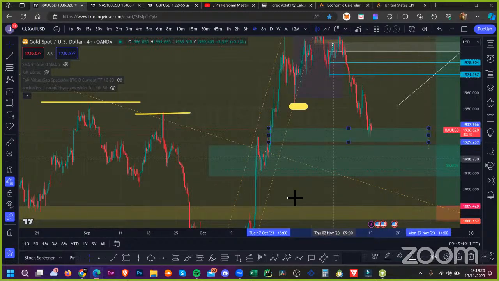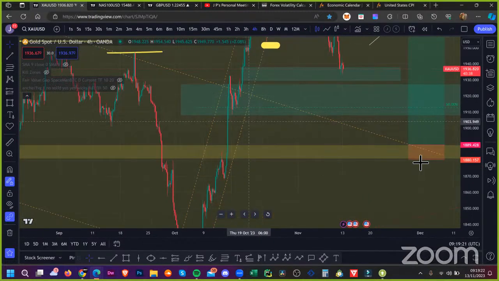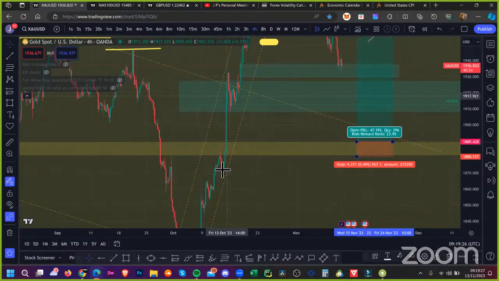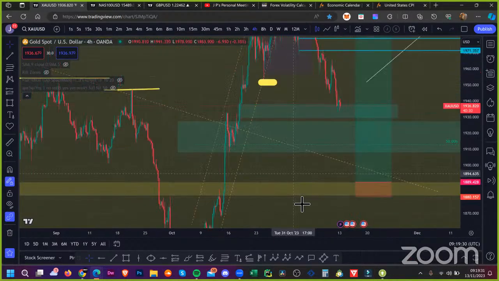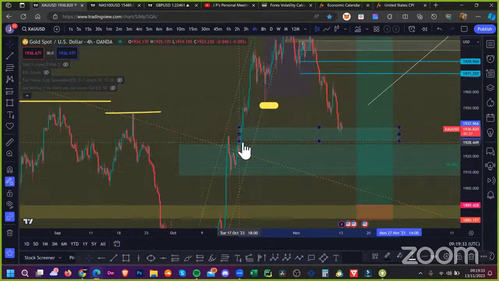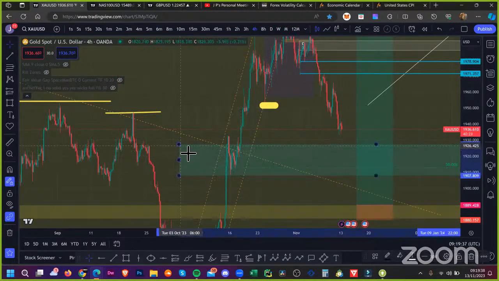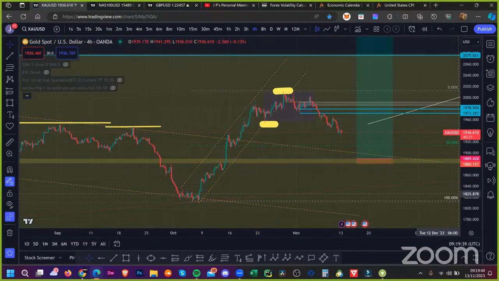Like I said, I prefer this level down here that I've got marked up, where we've seen this huge impulse push breaking this previous structure over here. I do prefer that. But at the moment, I'm not in a rush to do anything with gold. All right, I wouldn't be in a rush to do anything with gold because I personally think it's made an indication of where it wants to go.